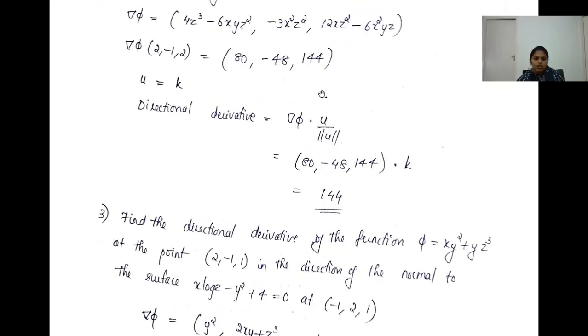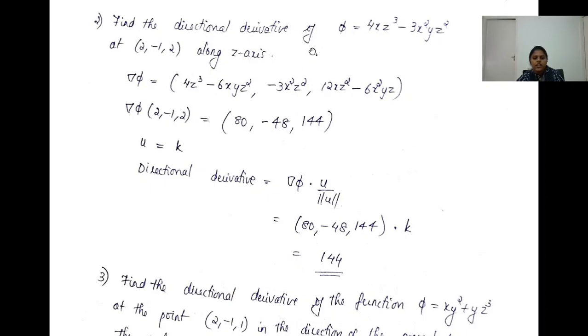The second question is: find the directional derivative of phi equal to 4xz cube minus 3x square yz square at (2, minus 1, 2) along the z axis. So you are given the function and a point, and the direction is the z axis.